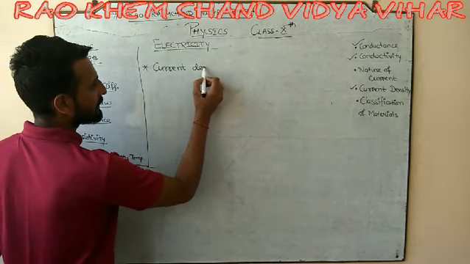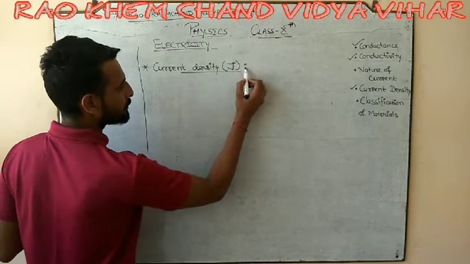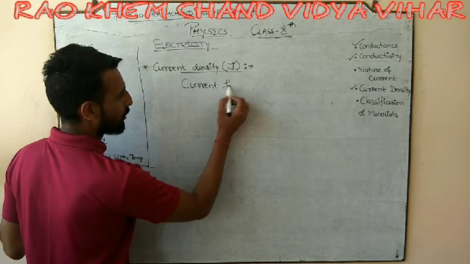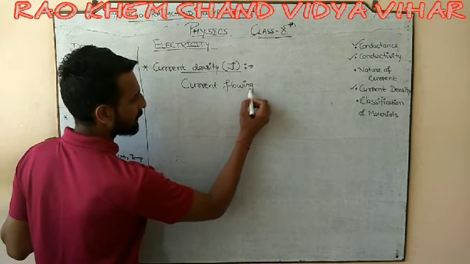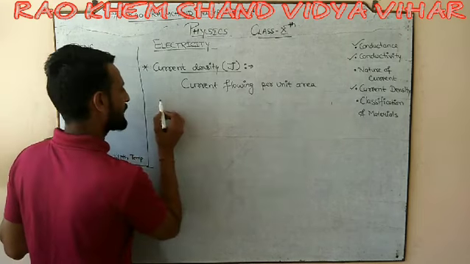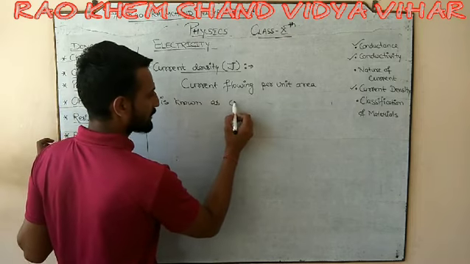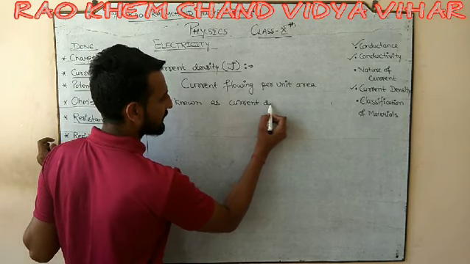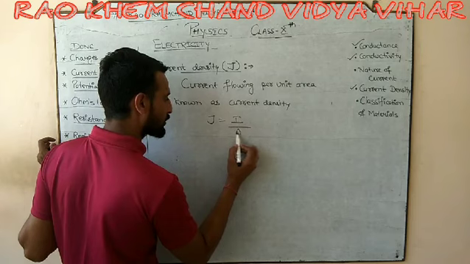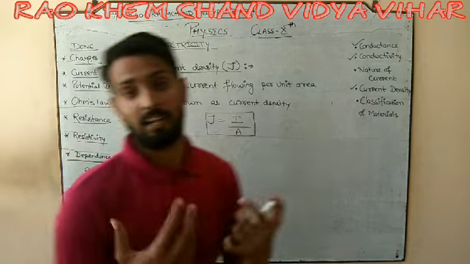Current density. Its symbol is capital G. So what is current density? Current flowing per unit area is known as current density. So it's a simple definition. It means how much current is flowing through the unit area. How much current is flowing through any unit area.